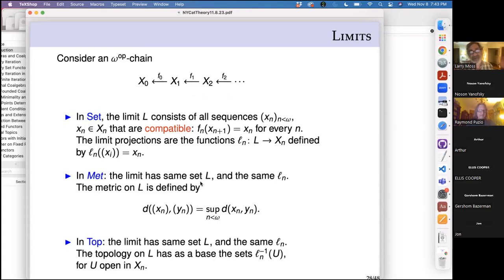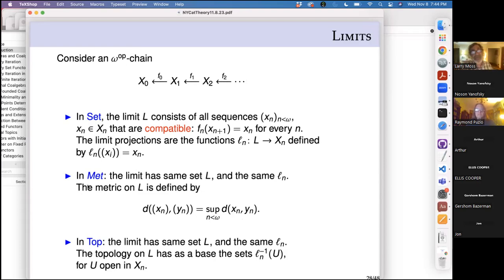So it's the set of sequences that follow the functions, and the limit projections, the maps little ln, just take a sequence to the nth term in the sequence. It's a very natural construction, and that's the categorical limit in this case. Now, in the category of metric spaces, if all of these are non-expanding maps, then basically it's the same set, but I have to tell you how the metric works on sequences. The distance between two sequences is the supremum of the distances between the factors.